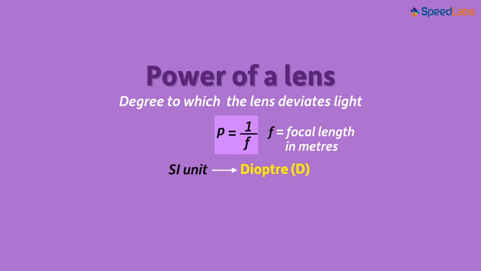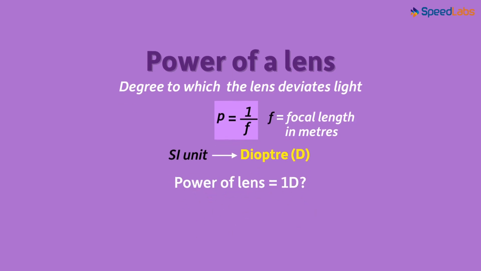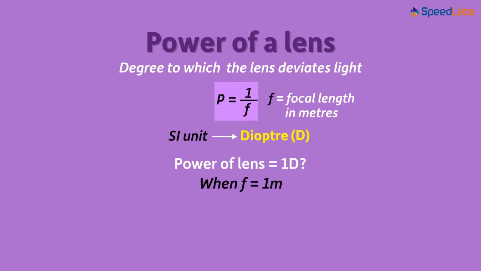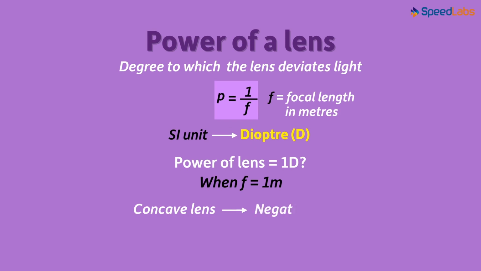Let me ask you a simple question now. When will the power of a lens be 1 diopter? Yes, when its focal length is 1 meter. One more thing is that the power of a concave lens is considered negative and the power of a convex lens is considered positive. This is just a convention that we follow.